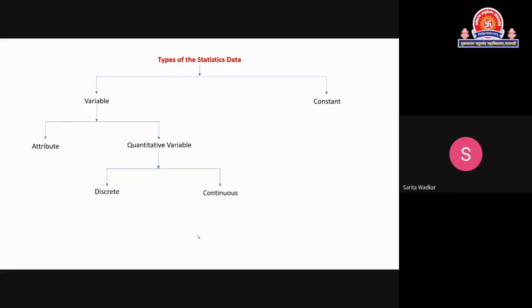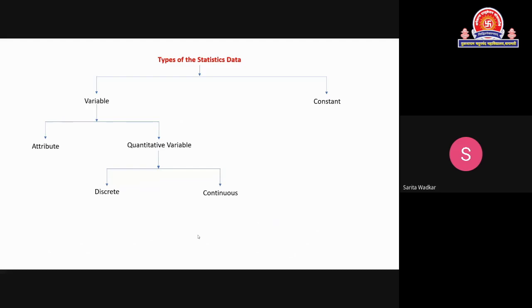So primarily we find that statistical data is divided into two, that is variable and constant. Now next, moving to the variable, we divide it again into two parts, that is quantitative variable and qualitative variable.